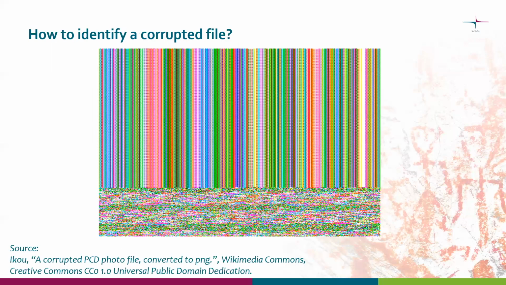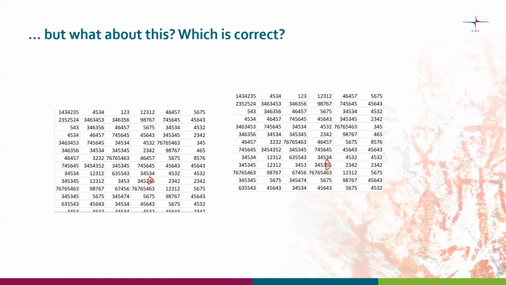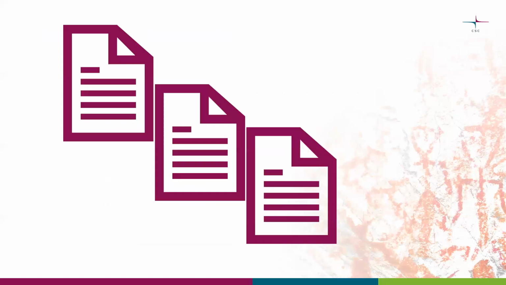But how can you know a file is corrupted? Well, this file you can easily see is corrupted. But what about this? Which one is the correct? This is why it's a good idea to have 2 or 3 copies of a data file and the checksum stored separately. Note that changing the file name does not change the checksum.